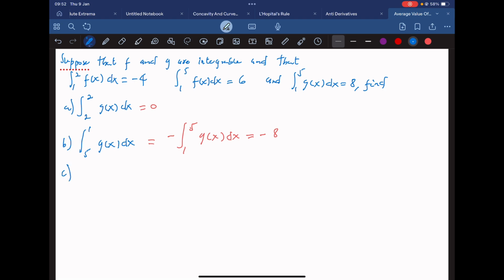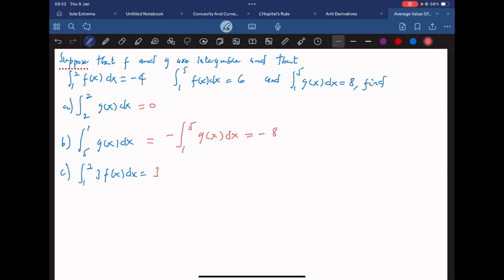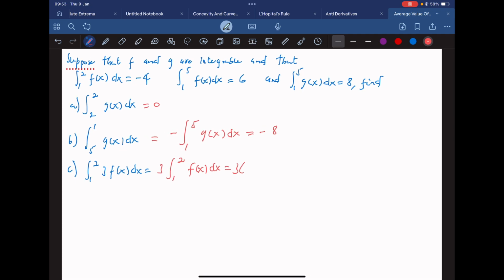Let's look at the third one. So with this, we can always bring the constant outside. Then we have the integral 1 to 2 of f of x dx. Now, were we given 1 to 2 of f of x? Yes, we were. And they said it is equal to negative 4. So we have 3 multiplying negative 4, which is negative 12.